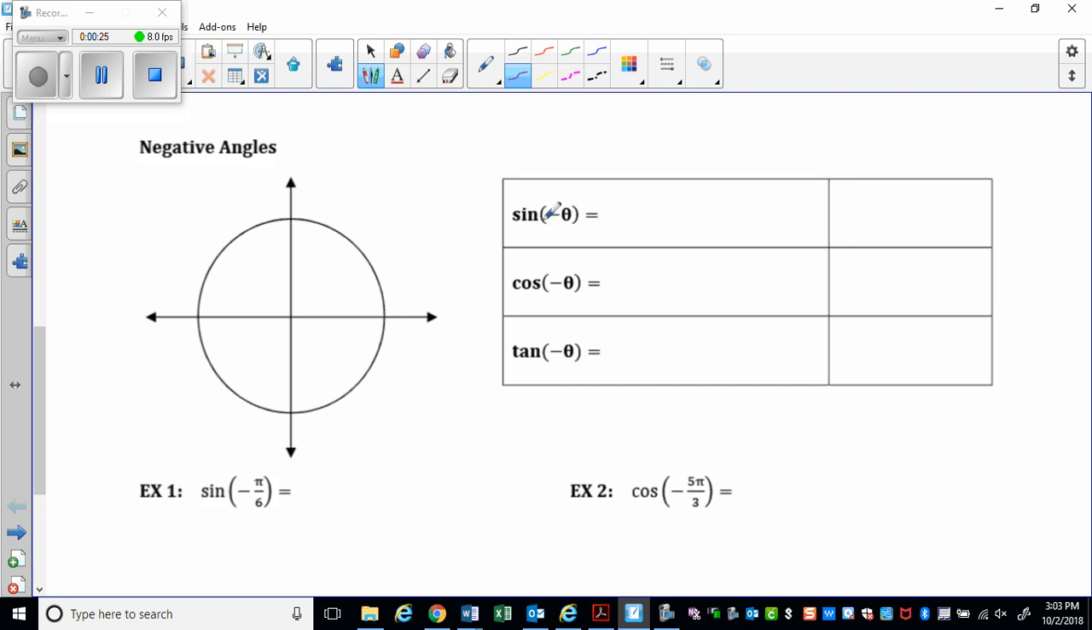Sine of negative theta is equal to negative sine of theta. And we know from Unit 1 that this is an odd function. Okay?